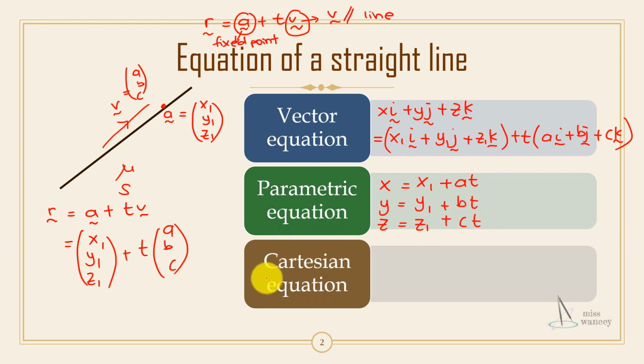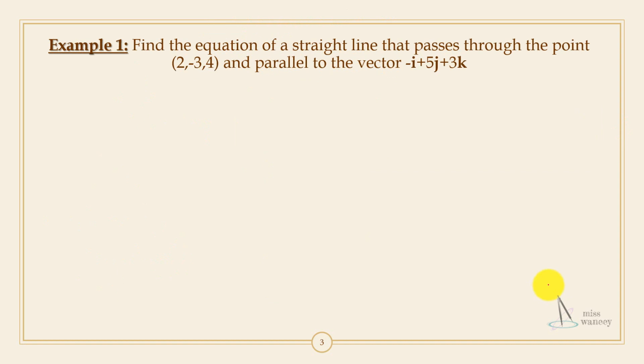Now, how do we obtain the Cartesian equation or the symmetric equation? We make t the subject from each of them, and then we equate them. For the first one, we have x minus x1 over a, bringing x1 to the left hand side and dividing by a, equal to y minus y1 over b, bringing y1 to the left hand side and dividing by b, equal to z minus z1 over c. So that is the Cartesian equation. Let us proceed to some examples.